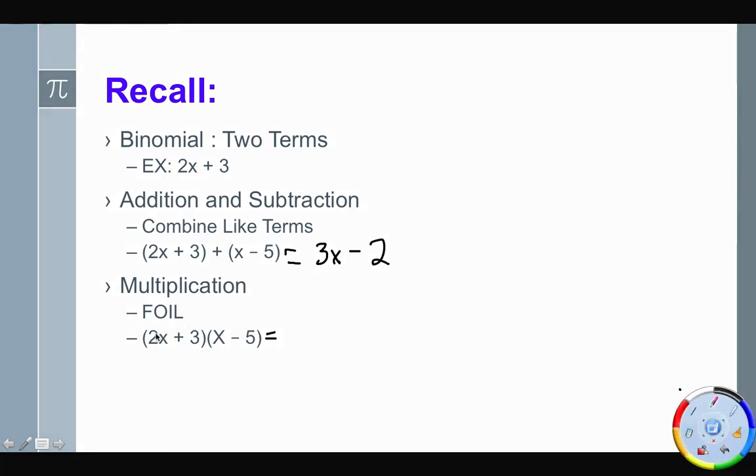2x times x becomes 2x squared. 2x times minus 5 is minus 10x. 3 times x is a 3x. And 3 times minus 5 is minus 15. And as always, after we multiply, we have to simplify our expression. So we have 2x squared minus 7x, because we combine like terms, minus 15.